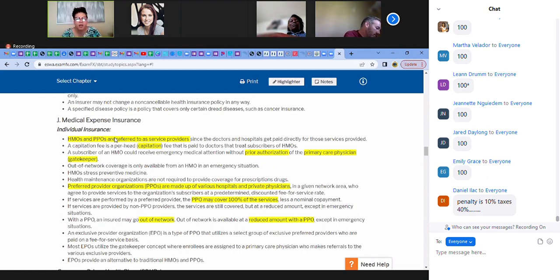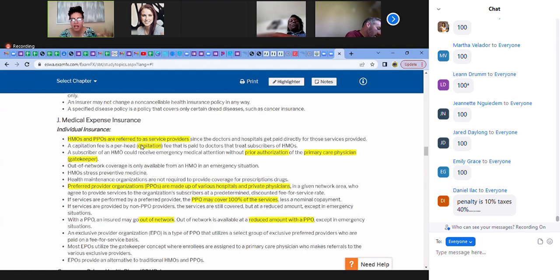Okay, medical expense insurance. Here we go. So medical insurance. There's HMO and PPO. Here's the two biggest ones, right? So here's the key terms to determine which one is going to be which. Whenever you see the word capitation, prior authorization, primary care physician, and gatekeeper, it is considered an HMO. It is an HMO plan, right?